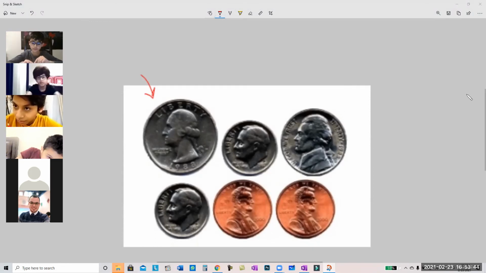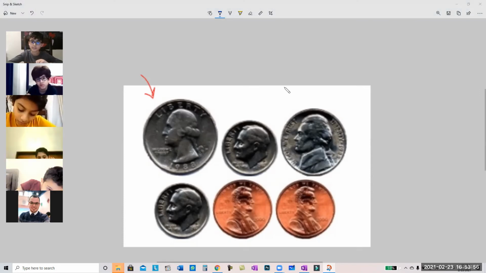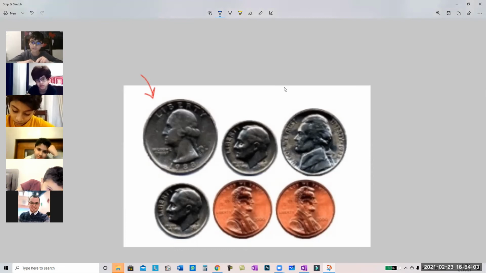Of course. It's a quarter, right? So it will be 25 cents. How can we write it in dollars? No, Ahmed Shamasi. If you want to write it as dollars, just put the 25 after the decimal point. So it will be 0.25 dollars.